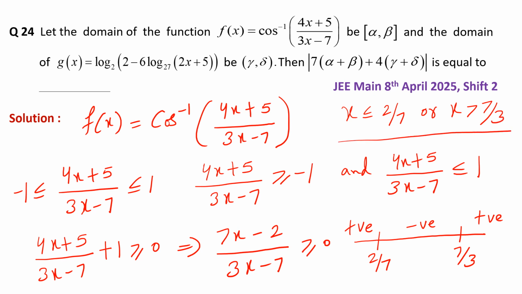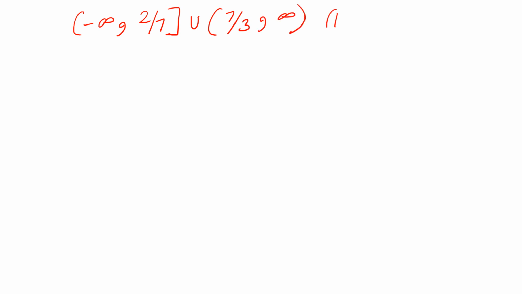Right? Now students, we move further and find the solution of the second inequality. Now the solution of this first inequality can be written as open minus infinity to 2 by 7 closed union open interval 7 upon 3 to infinity. I am calling this interval as the first interval.